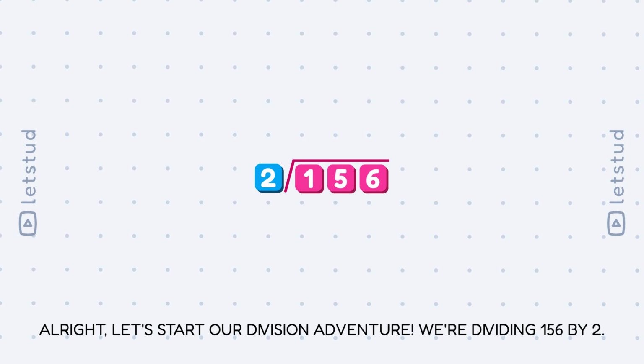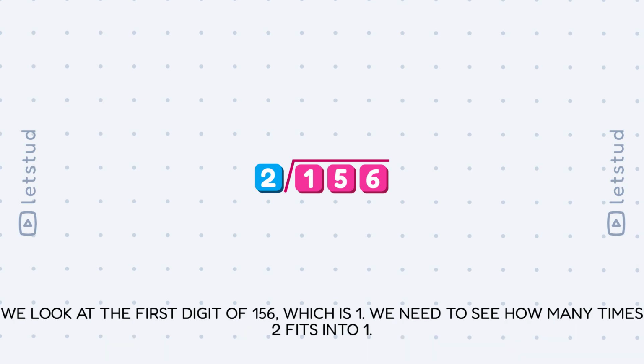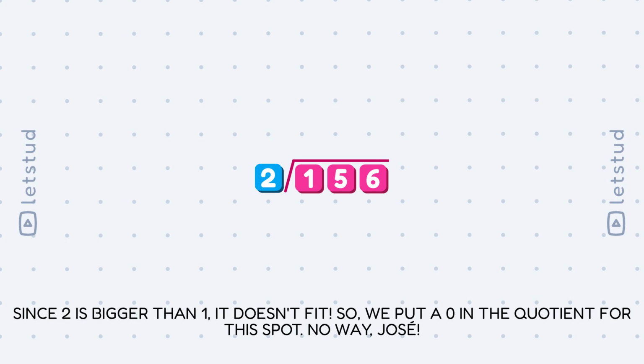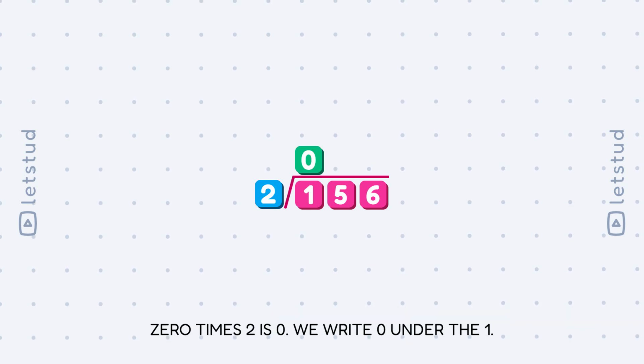Alright, let's start our division adventure. We're dividing 156 by 2. We look at the first digit of 156, which is 1. We need to see how many times 2 fits into 1. Since 2 is bigger than 1, it doesn't fit, so we put a 0 in the quotient for this spot. No way, Jose. 0 times 2 is 0. We write 0 under the 1.